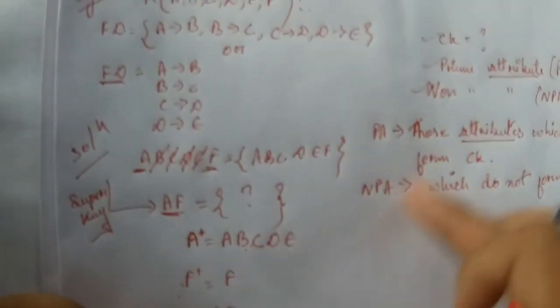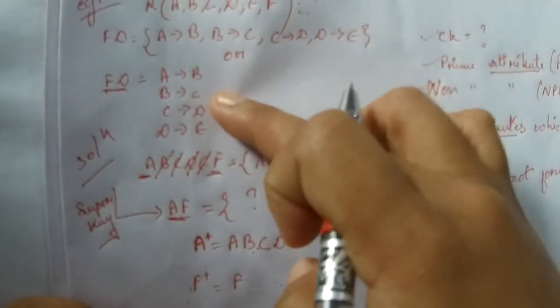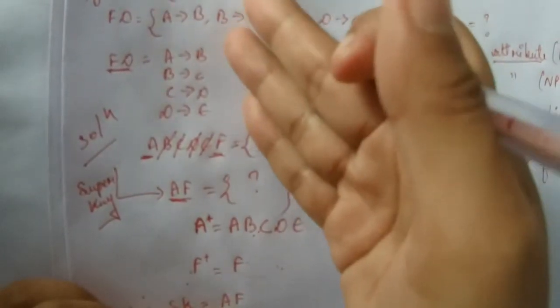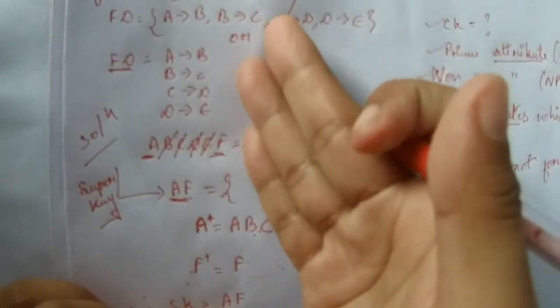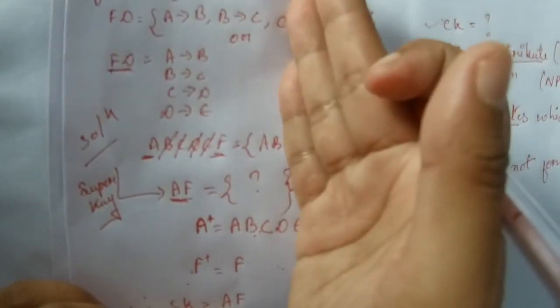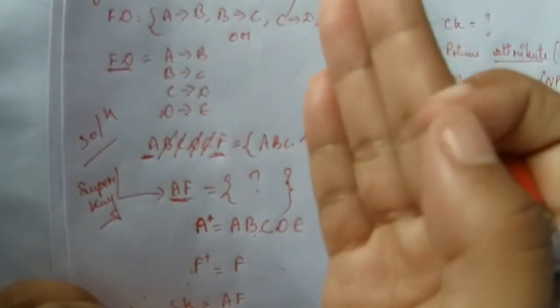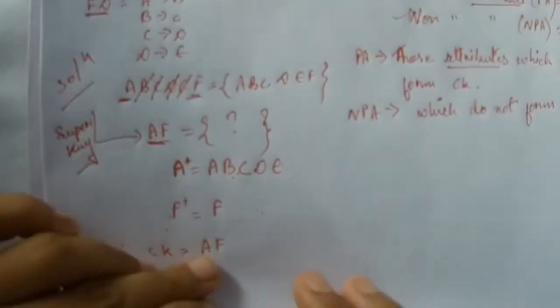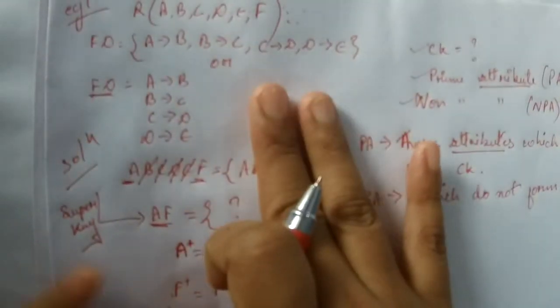A and F, come back to the functional dependencies. Is there any A and F in the right hand side? No, we do not have A and F here. If we had A and F in the right hand side, then what we could have done is replace it with the attributes present in the left hand side. So A and F we do not have in the right hand side, so we'll just leave it.